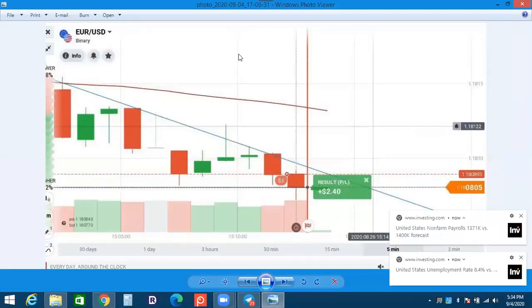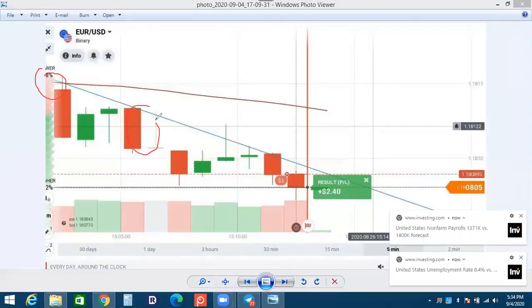So there are 2 points. The 2 points, it's a doji, and then the red candle we can count. After touching and we find the red candle, the next candlestick goes down. And this is the strategy.